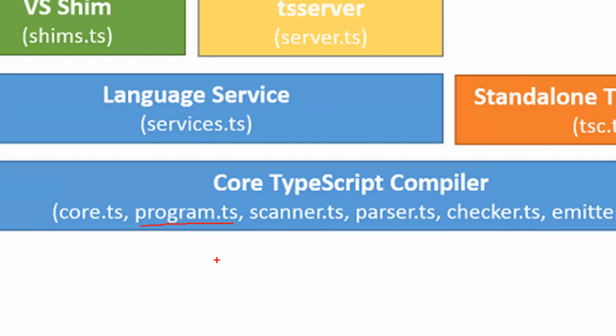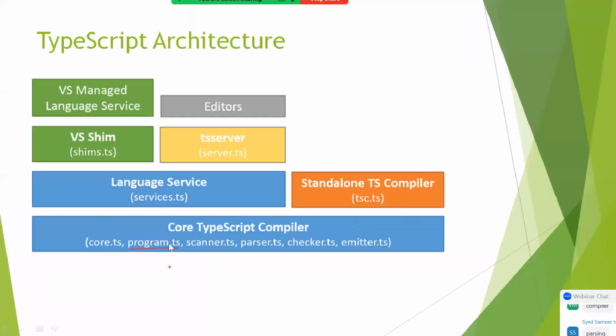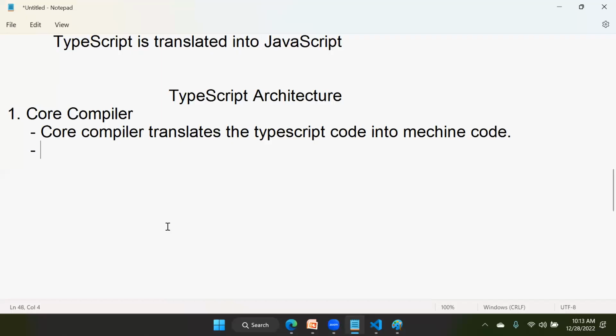And the keywords are verified by core. That means you are writing if, else, switch, case, for, while, do while. All these are keywords. It will verify whether the words that you are using are reserved keywords or not. This is all done inside the compiler. That means TypeScript has a core compiler. In this core compiler, there are so many files. One is core.ts. What is its responsibility? It verifies the keywords.